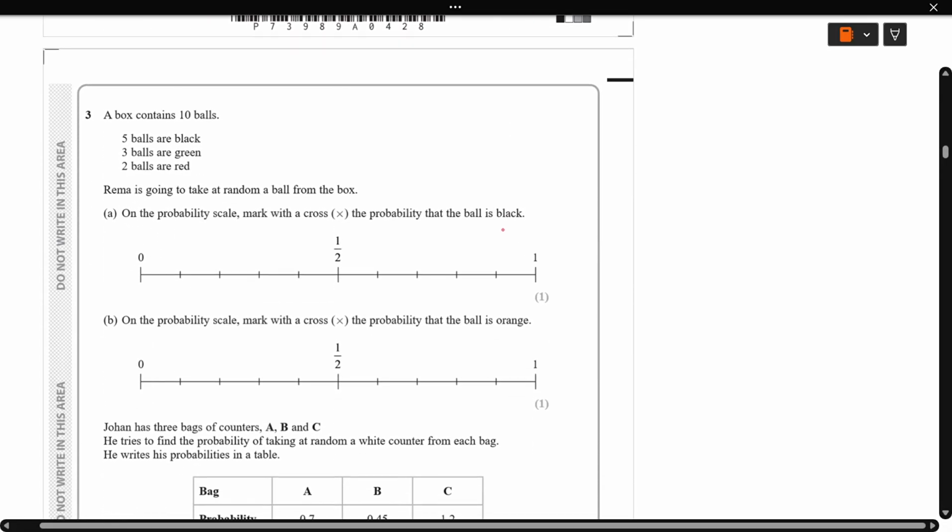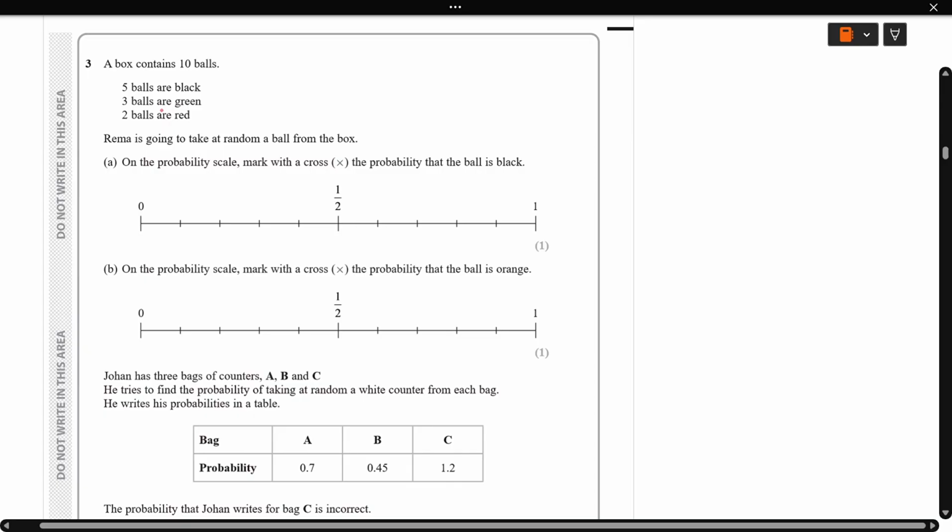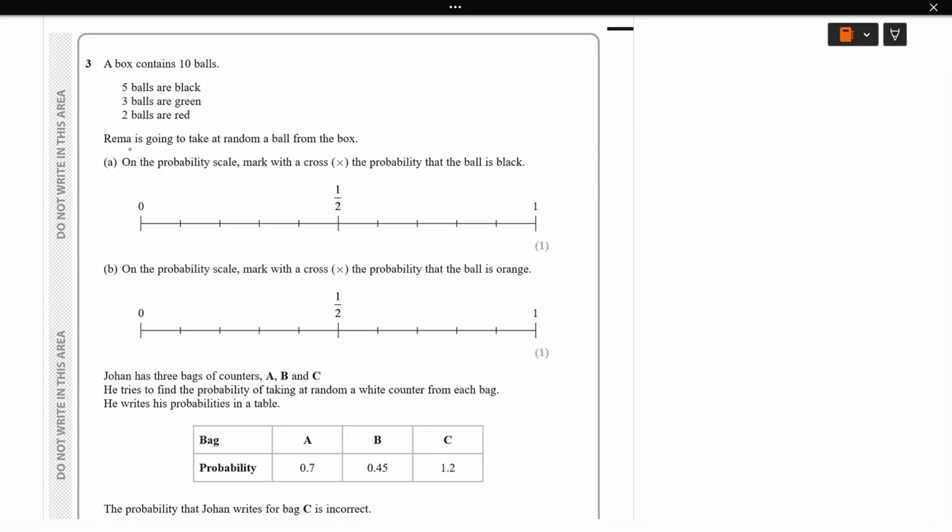The next question: a box contains 10 balls. 5 balls are black, 3 balls are green and 2 balls are red. Rema is going to take a ball at random from the box. On the probability scale, mark with a cross the probability that the ball is black. So the ball is black, 5 balls out of 10 balls. The probability of black is 5 over 10, which simplifies to 1 by 2. So we need to mark 1 by 2 here.